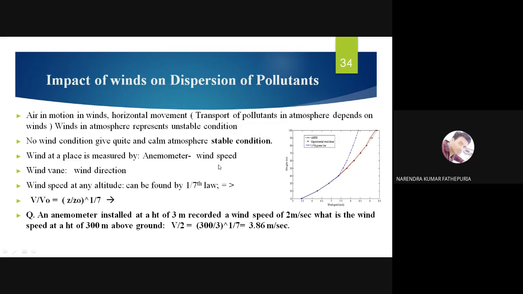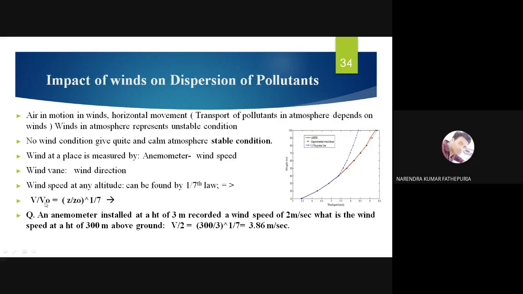There's a device called an anemometer which will measure the wind speed. There's a wind vane also, for wind direction, on which direction the wind is going. That also you can measure through the wind vane. And wind speed at any high altitude can be measured by the 1 by 7th law. There is a 1 by 7th law in wind speed measurement, which states V by V naught is equal to Z by Z naught to the power 1 by 7. So this law is called the 1 by 7th law.